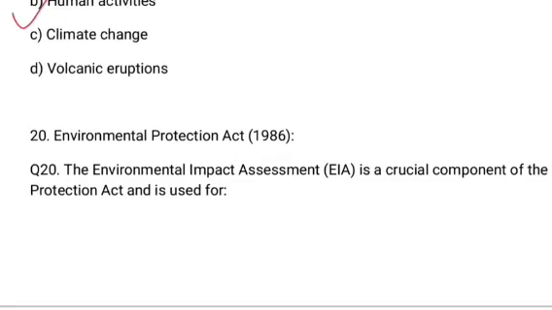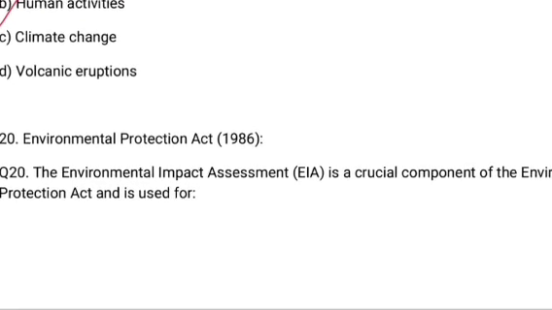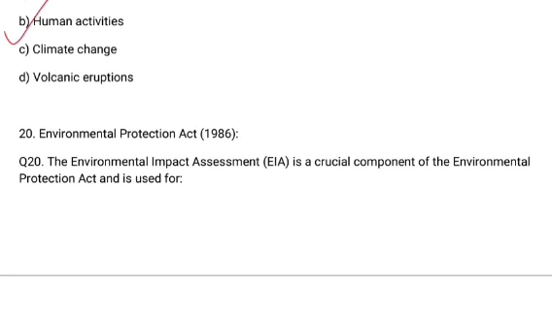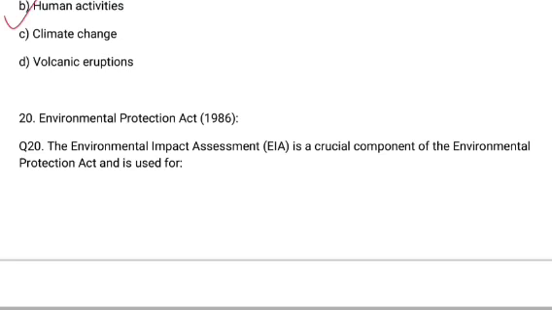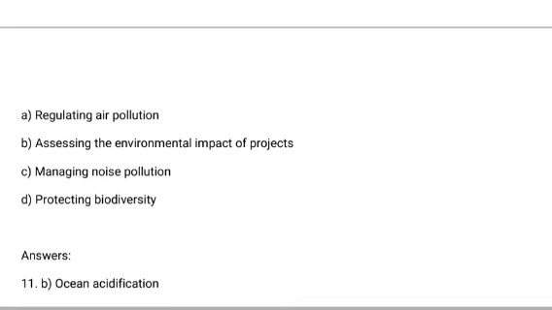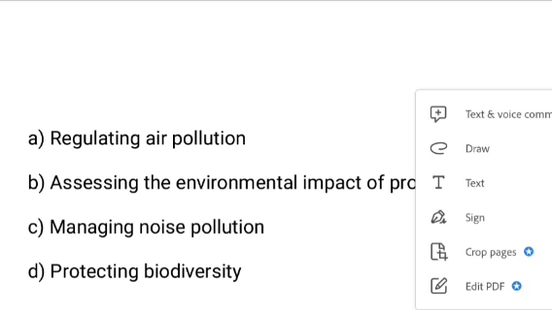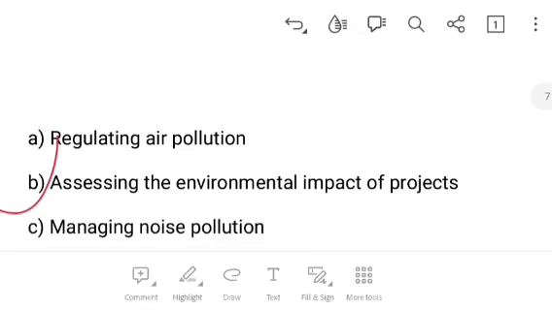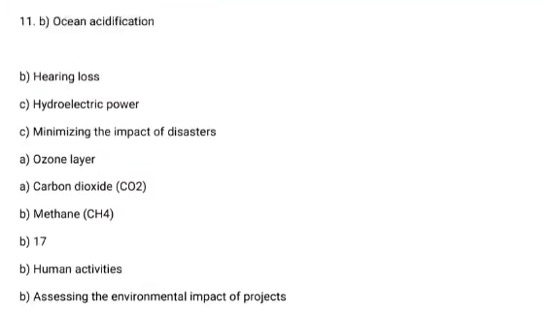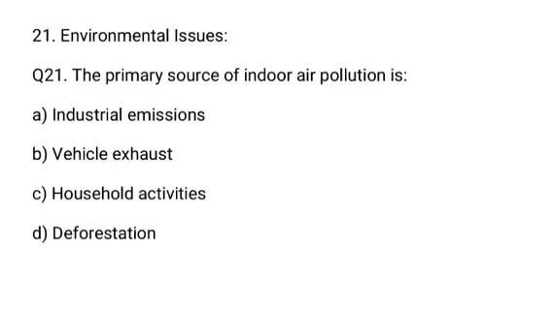Number 20, related to Environmental Protection Act 1986, it says the Environmental Impact Assessment, in short EIA, is a crucial component of the Environmental Protection Act and is used for what? Regulating air pollution, assessing the environmental impact of projects, managing noise pollution, protecting biodiversity. It will be assessing the environmental impact of projects. This is their task.